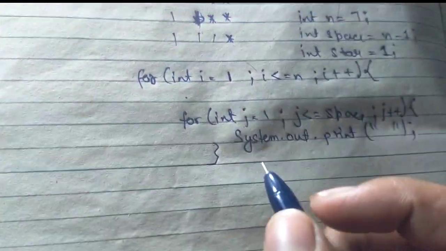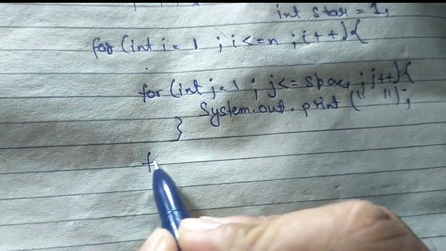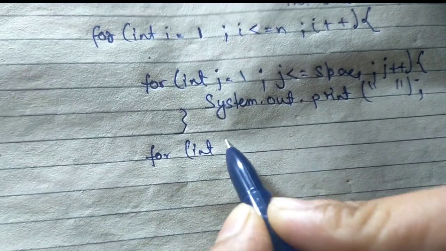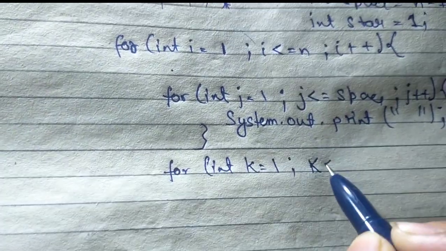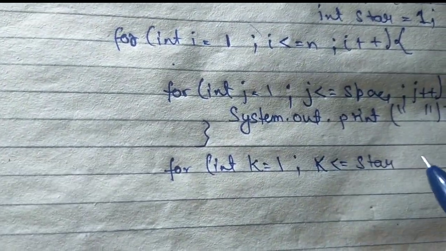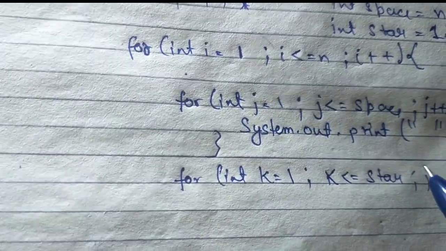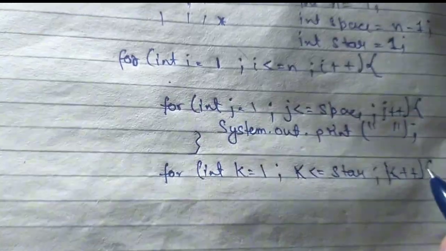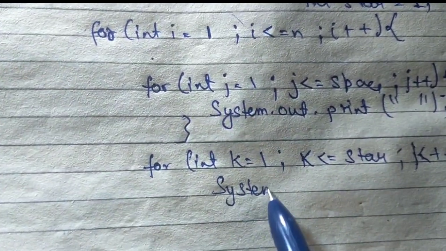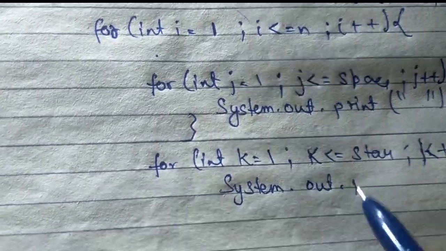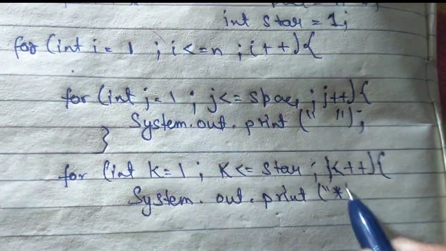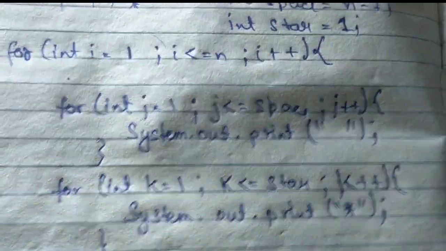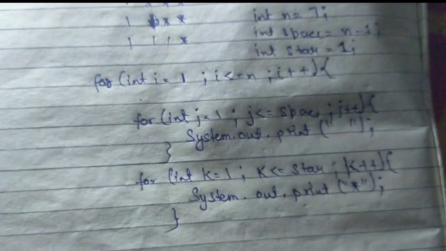After that, what should we print? We are printing stars: for int k equals 1, starting from 1. Our initial value should always be 1, then k less than or equal to star, then k plus plus. So we are printing with system dot out dot print. What are we printing? We are printing stars.